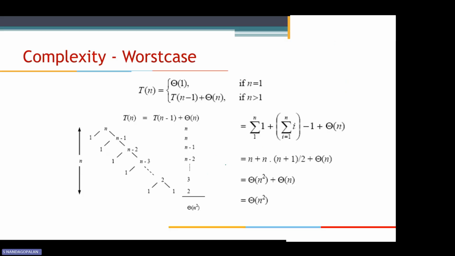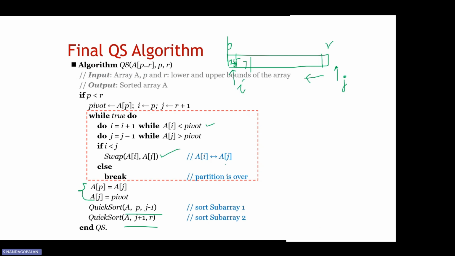Next, analysis. So now we have 3 types of analysis here: worst case, best case, and average case. I'll keep average case at the end. What is worst case? When does the worst case occur? The worst case occurs when the elements are already sorted.